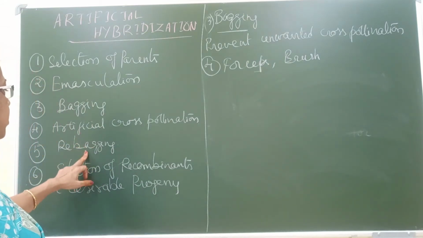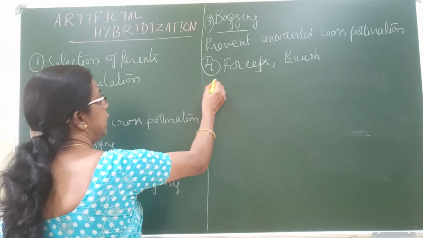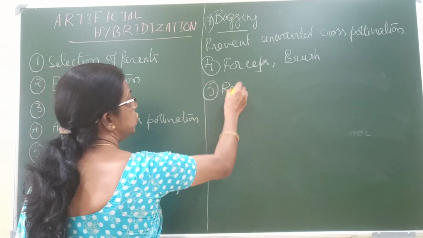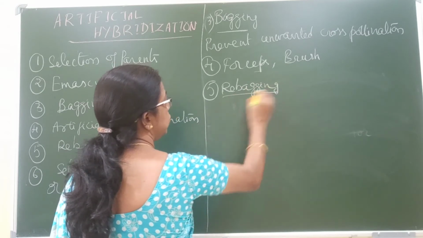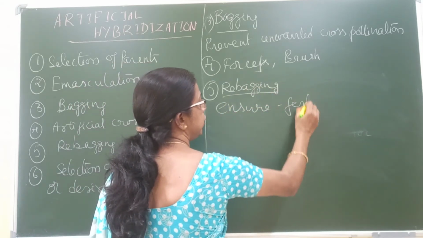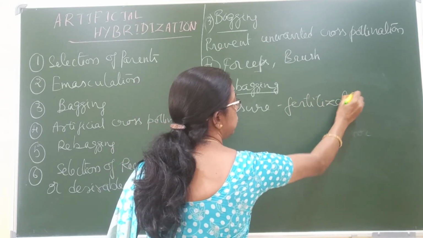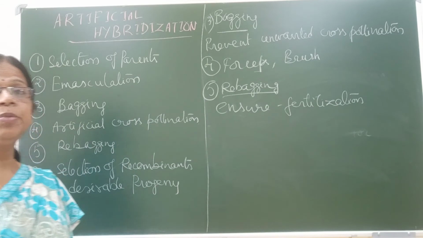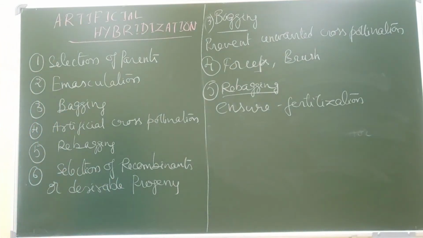After that, again rebagging is done. So what is the purpose of rebagging? Rebagging is done in order to ensure fertilization. That means proper fertilization takes place. That is the purpose of rebagging.